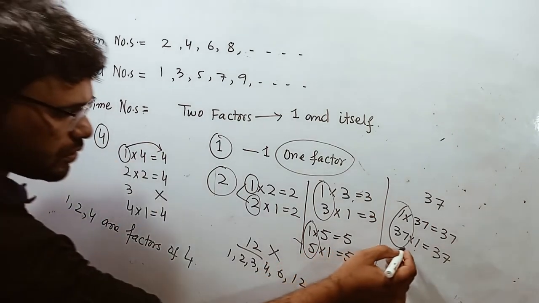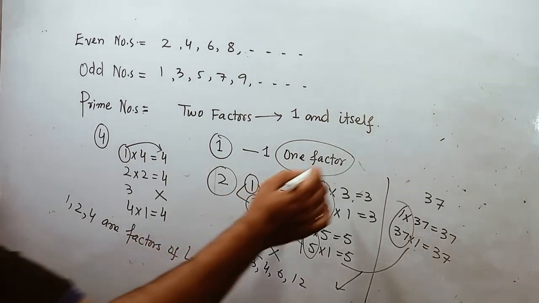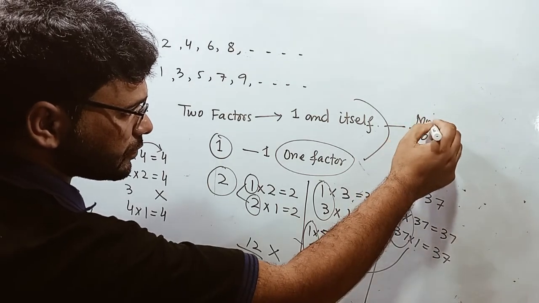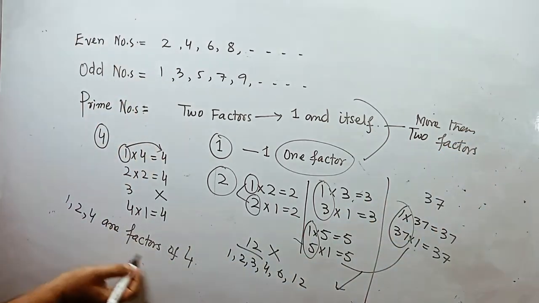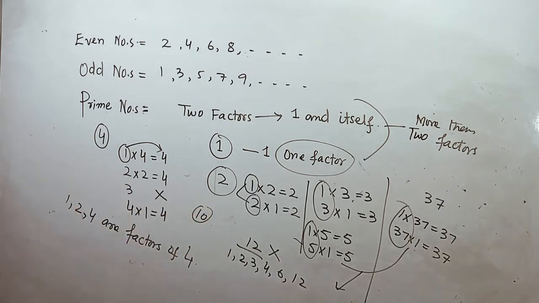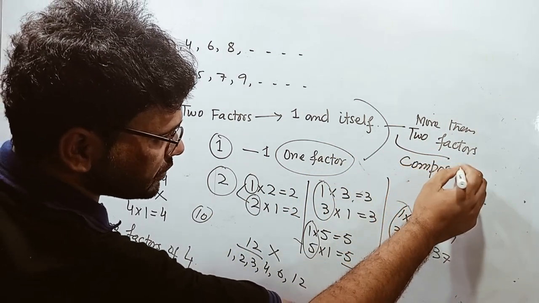Now on opposite to this, you can see there are numbers which have more than 2 factors. Here these numbers have only 2 factors, 1 and itself. And you can see there are other numbers which are having more than 2 factors. Like you saw here 4, 12, and we can take other examples, 10. 1 can divide, 2 can divide, 5 can divide the 10, 10 also can divide the 10. So when the number has more than 2 factors, the numbers are called composite numbers.